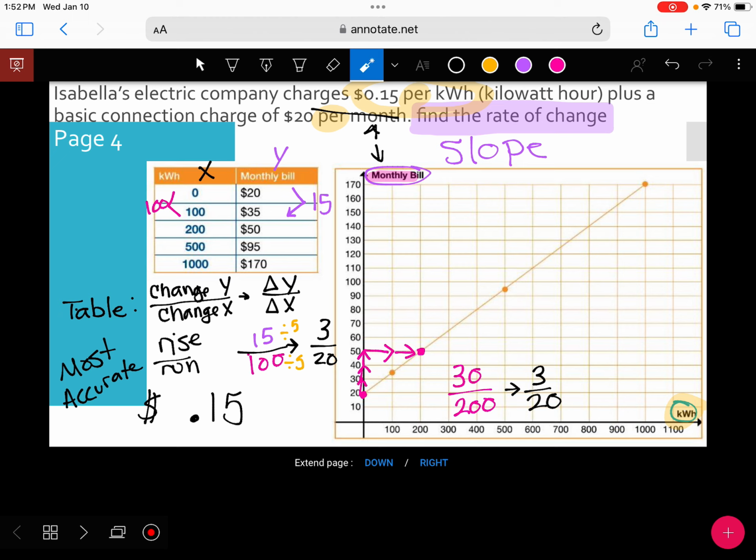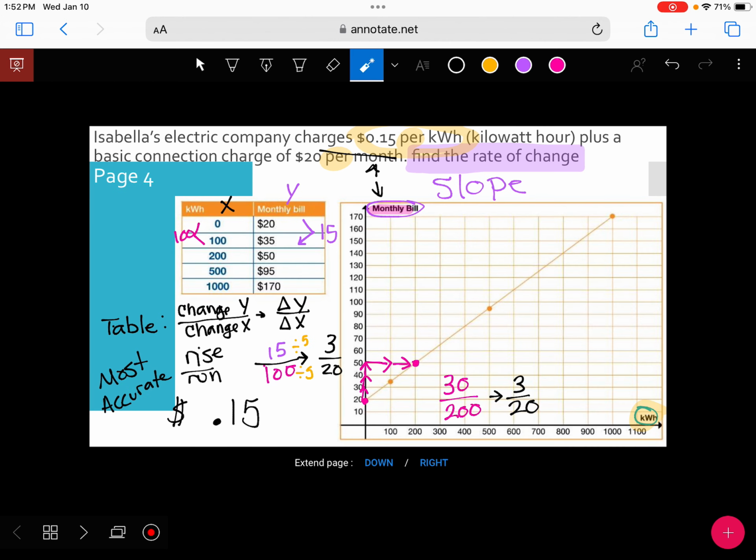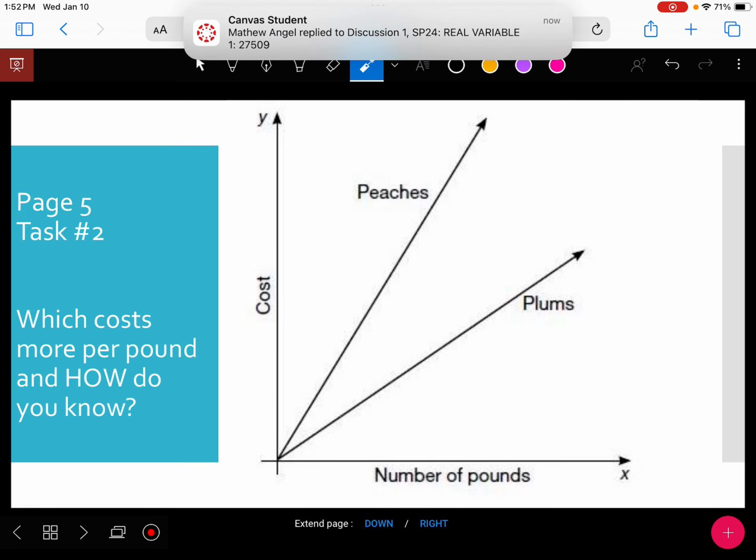So we found 3 different ways to find our slope up here, because we've done that before. Should be hopefully familiar. But then what we're going to do is talk about what slope means. So the next page is where we're going to talk about that. It should be page 5.